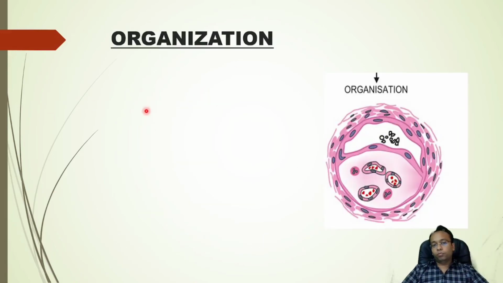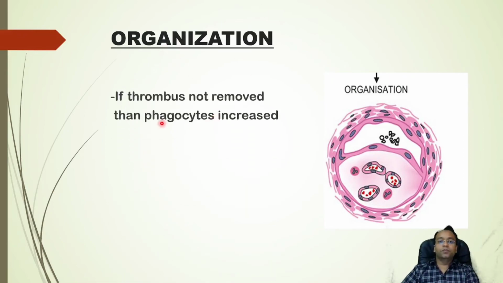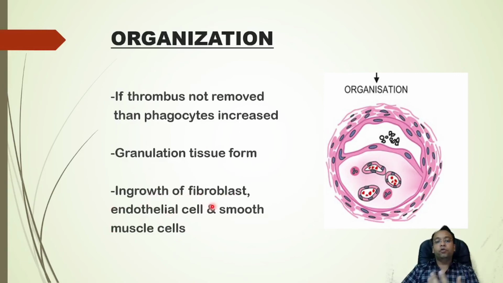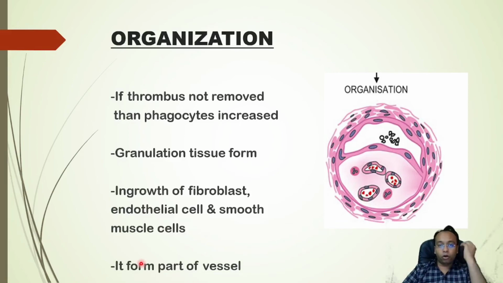But sometimes, the thrombus will not get resolved and it will organize. What is the meaning of organization? It means the thrombus will not be removed. In resolution it is removed, but here it is not removed. And phagocytosis keeps on increasing. There will be increasing granulation tissue. There will be ingrowth of fibroblasts, endothelial cells, and smooth muscle. So all that will lead to more and more thrombus formation in the affected vessel. It will organize the vessel, right? Finally, it will occlude the vessel, right? It will organize within the vessel and form a part of the vessel.